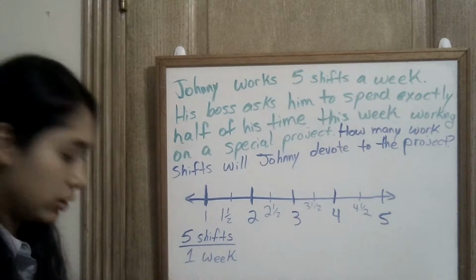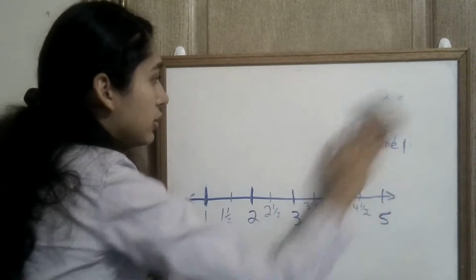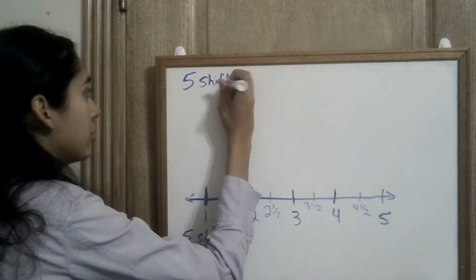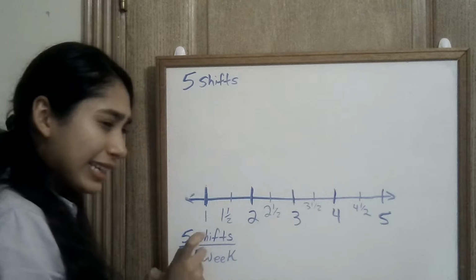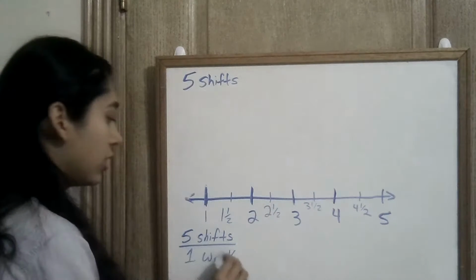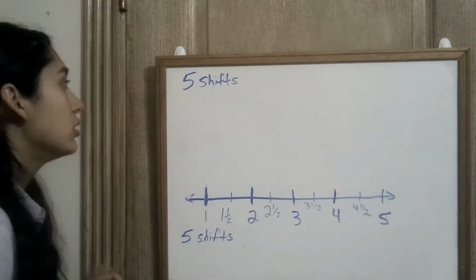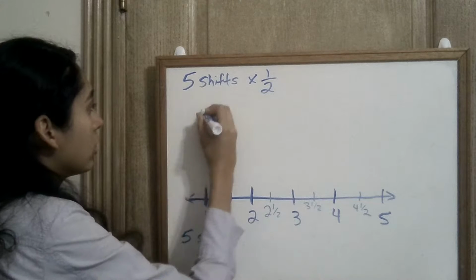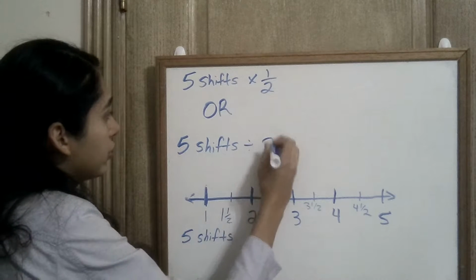But first I'm going to go ahead and erase. Let me show you instead of just saying it. So let's say I got 5 shifts. Since the question asks how much time I would devote for this week, I technically can ignore the per week, because we're already assuming it's all in 1 week. So we're just talking about 5 shifts here. Easier question. So we can either multiply by 1/2 or take 5 shifts divided by 2.